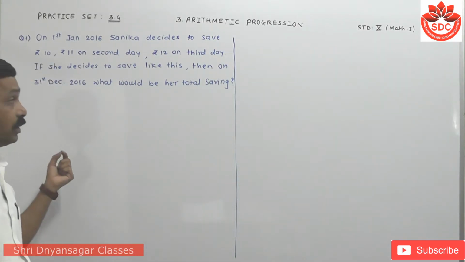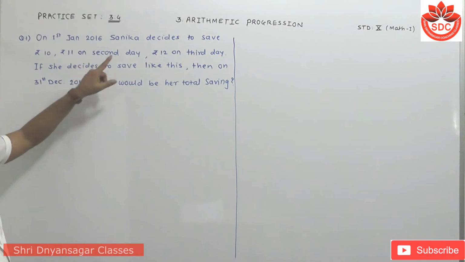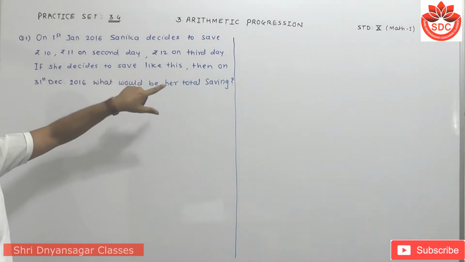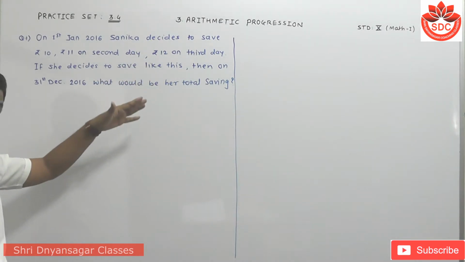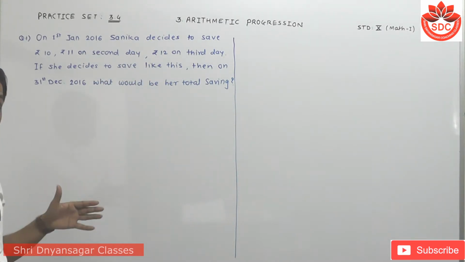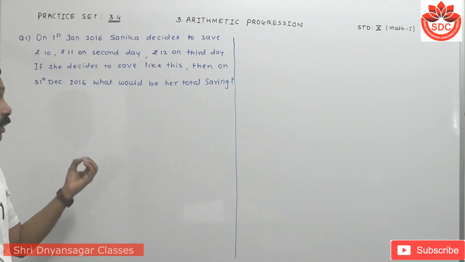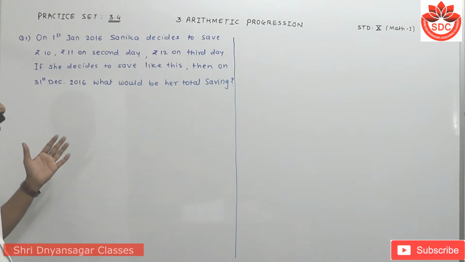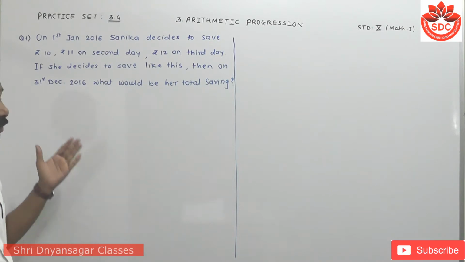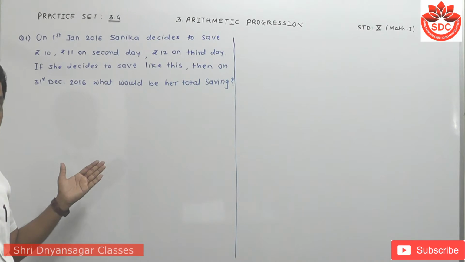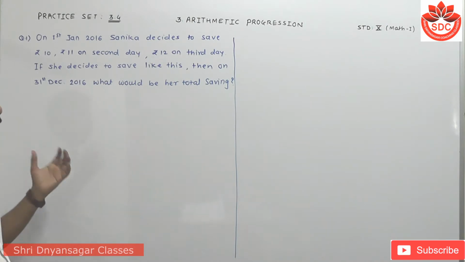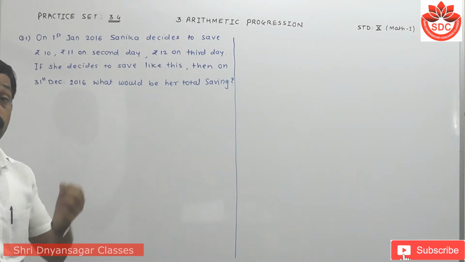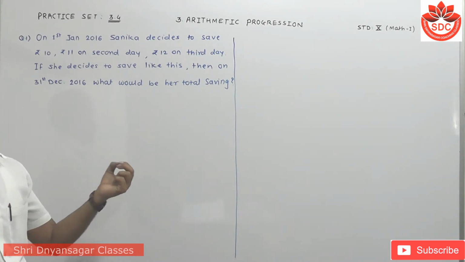म्हणजे पहिल्या दिवशी तिने पहिल्या 1st जानेवारीला 10 रुपये सेव्ह केले, 2nd जानेवारीला 11 rupees, 3rd जानेवारीला 12 rupees. After this, till 31st December, what will be the saving? We have to find it here. Now students, this is a sequence, because the first day is 10 rupees, the second day is 11, then 12. In this sequence, the difference between two consecutive terms is always constant, so this is an AP.